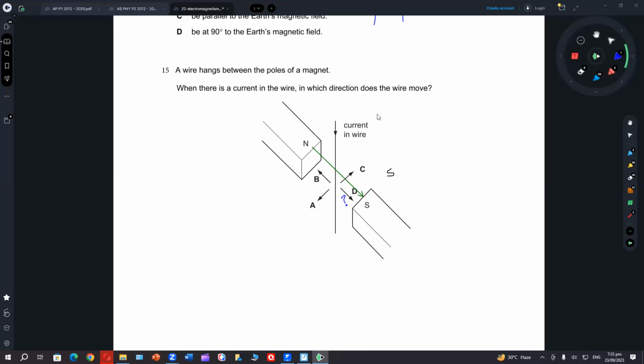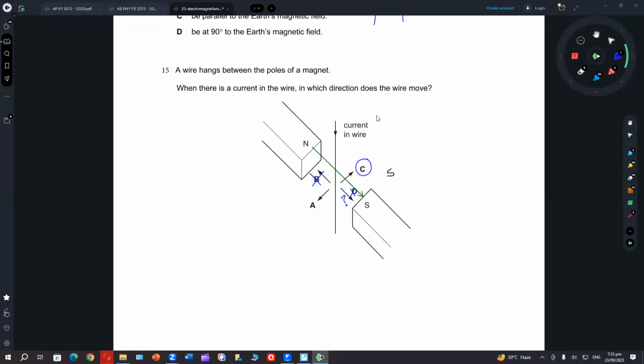So remember a rule, a very helpful technique. The force will never take the direction of the magnetic field. It will never take the direction of the current. So B and D cannot be the answer. Why? Because they are in line with the arrow of the magnetic field. So if you solve, then you reach the answer C.